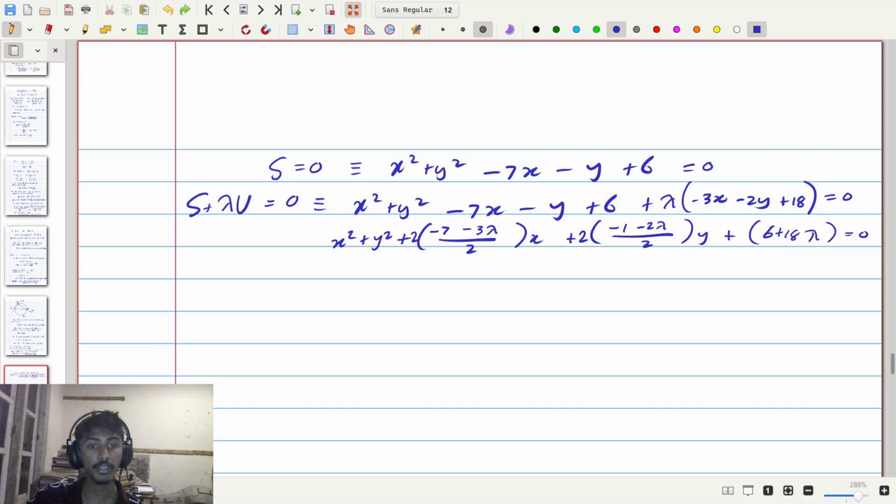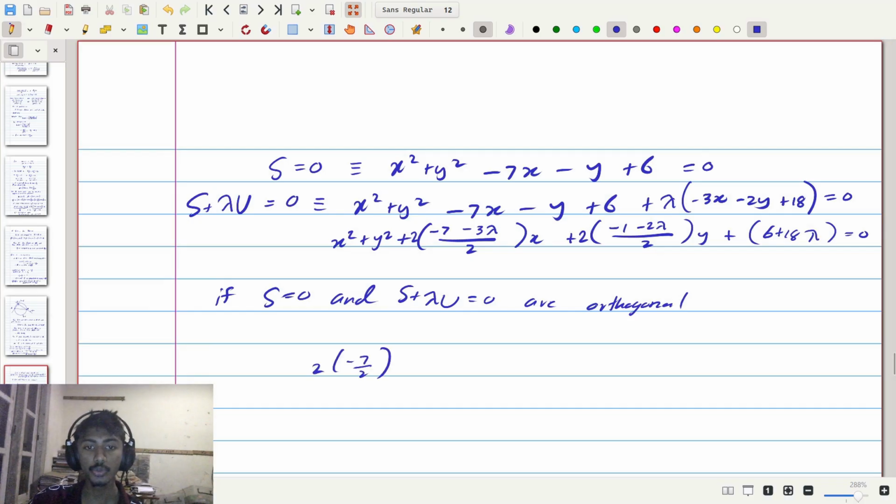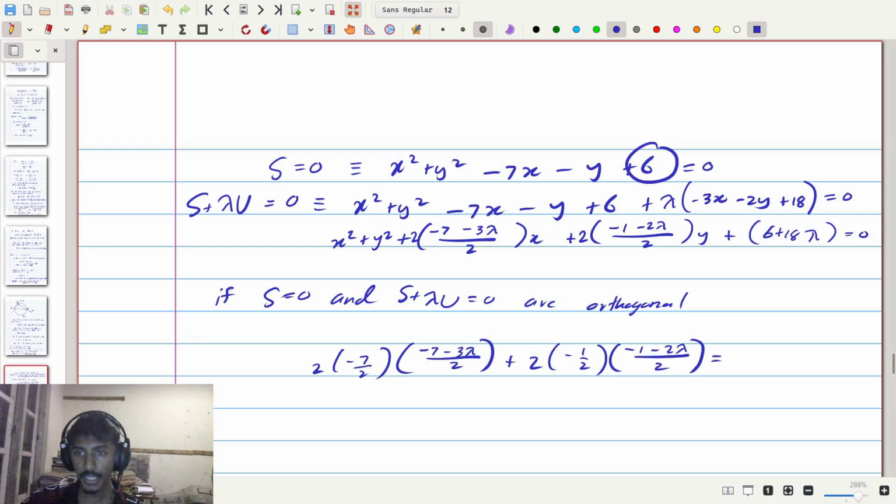So therefore, our expression for these two circles being orthogonal is going to be: if s equals 0 and s plus lambda u equals 0 are orthogonal, then 2 times f1, which is minus 7 over 2, times f2, which is going to be minus 7 minus 3 lambda over 2, plus 2 g1 g2, which is going to be minus 1 over 2, times minus 1 minus 2 lambda over 2, is equal to c1 plus c2, which is 6 plus 6 plus 18 lambda. So therefore we get 6 plus 18 lambda.